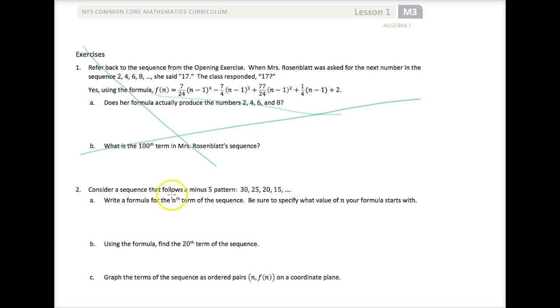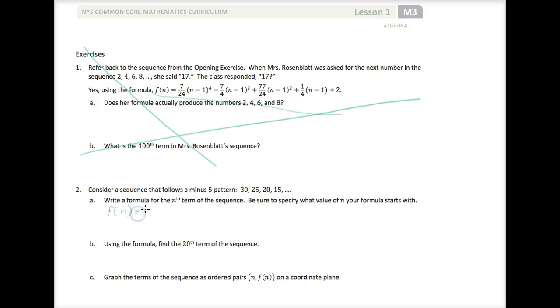Consider the sequence below that follows a minus 5 pattern. So each time we step up a term, we subtract 5. It says write a formula for the nth term of the sequence. Be sure to specify what value of n your formula starts with. Well, this is kind of interesting. So we're looking for the formula, so we want the function of n. And our first term is 30, and we're subtracting 5.